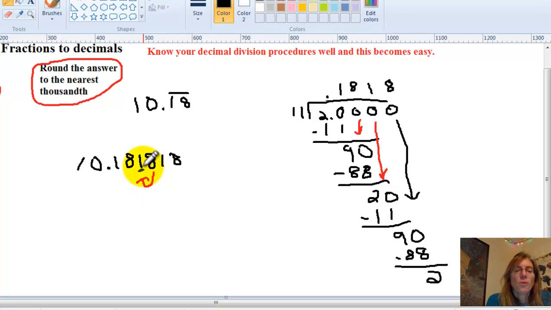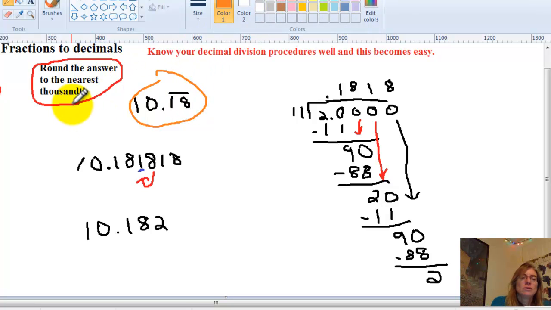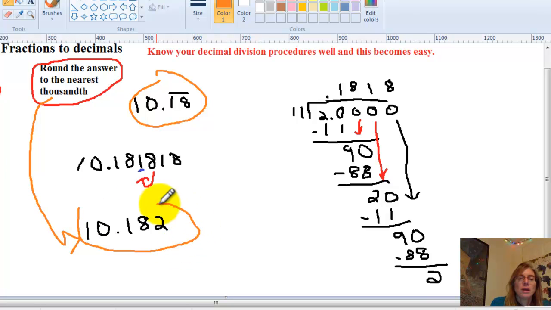So you raise that 1 because this is an 8. So then your answer turns out, if you round it, to be 182, no repeating signs because it's not repeating, you rounded it to the nearest thousandth, and it's done. So the original answer to the problem is 10.18 with the 18 repeating, and if you round that answer to the nearest thousandth, then your answer becomes 10.182.